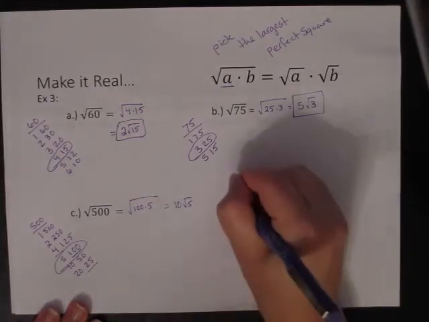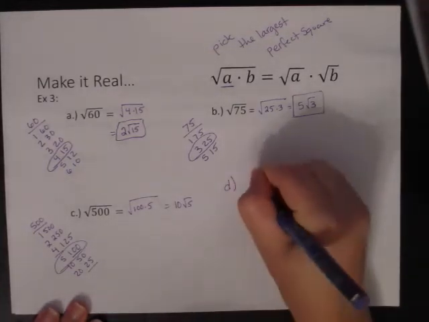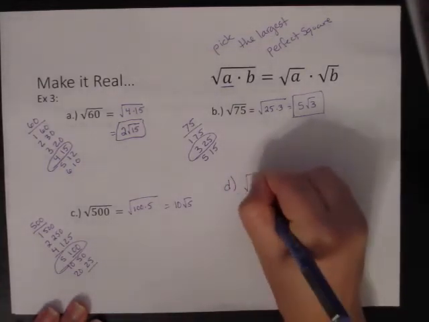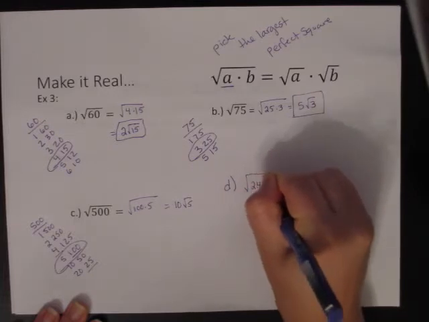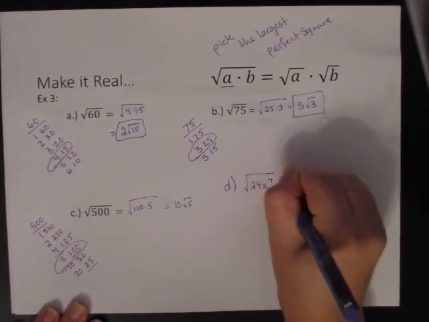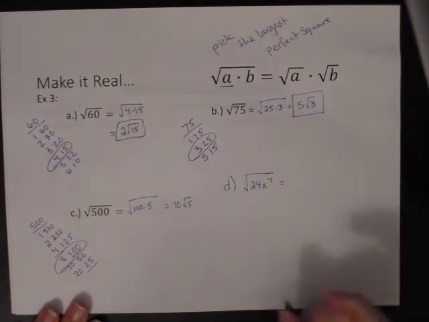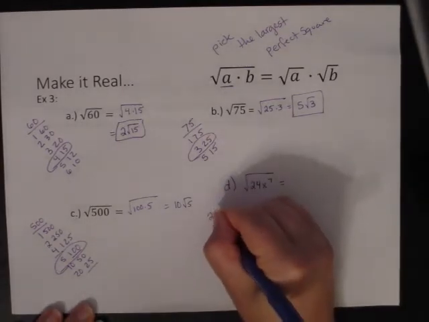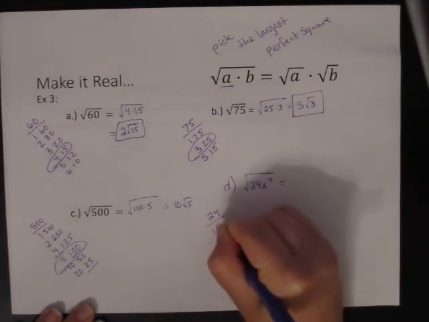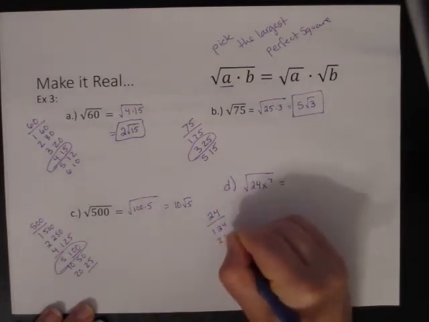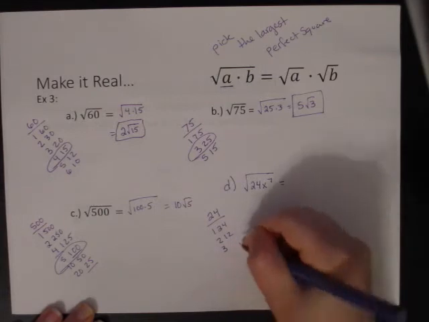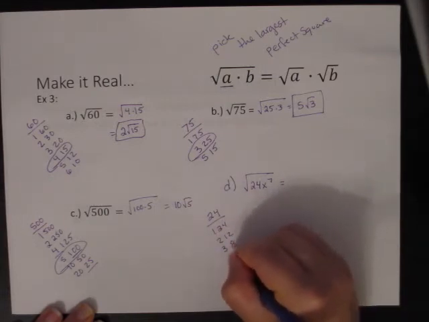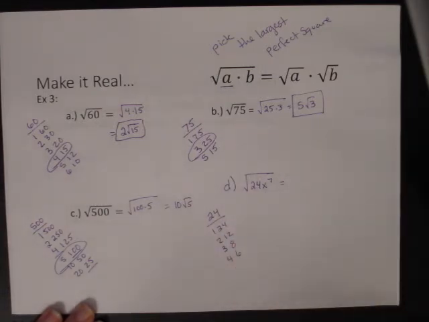Okay, now I want to do one more problem. This is going to be called the challenge problem because you're going to see some of these on your homework. So we're going to do the square root of 24x to the 7th. Okay, so the first thing that I look at is 24 is not a perfect square, so I need to find the factors of 24. So 24 is 1 and 24, 2 and 12, 3 and 8, and 4 and 6.